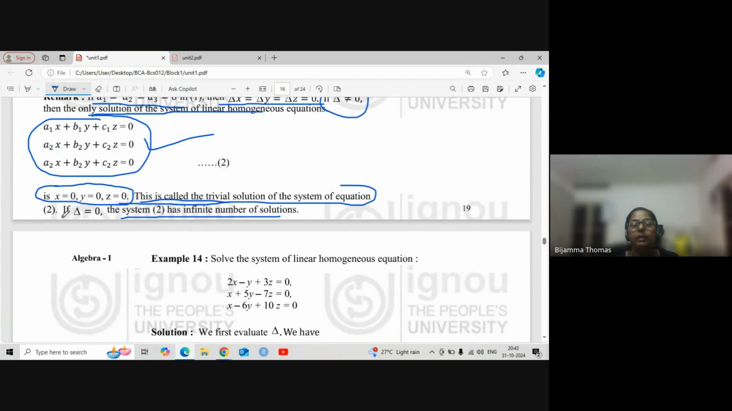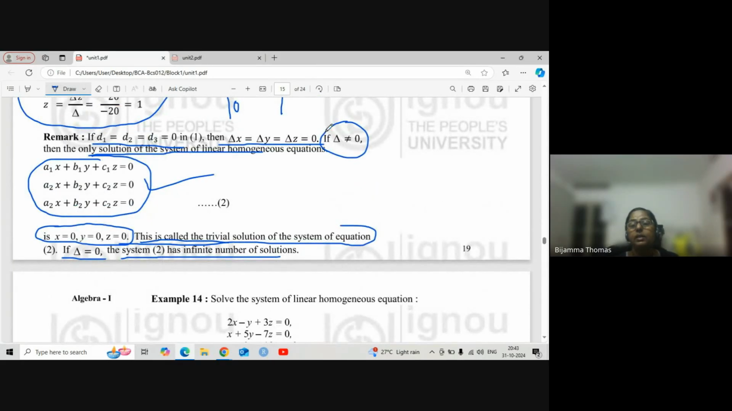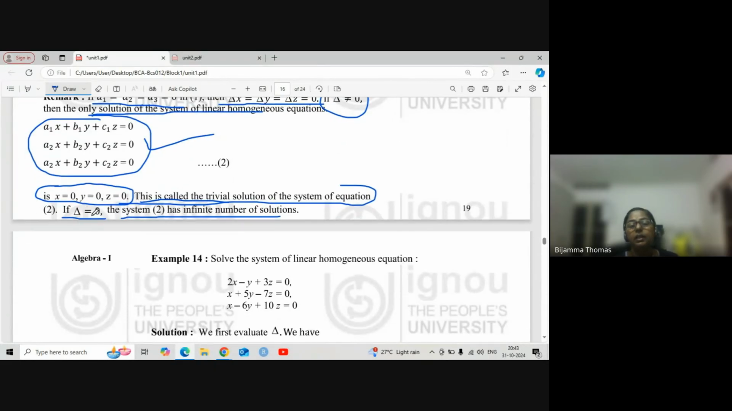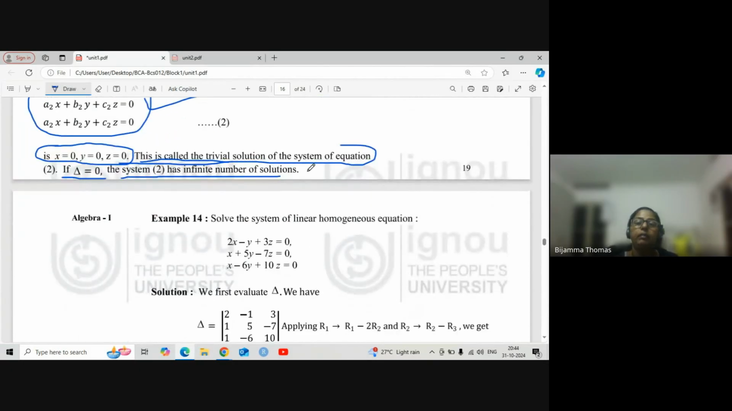We have another case: when the coefficient determinant delta equals 0, the system has an infinite number of solutions. When the system is homogeneous, the system will always be consistent, so a solution will exist. There we have two cases. If delta is not equal to 0, there is no need to solve the system of equations. Directly write x equal to 0, y equal to 0, z equal to 0 as the solution. If delta is equal to 0, the system has an infinite number of solutions.